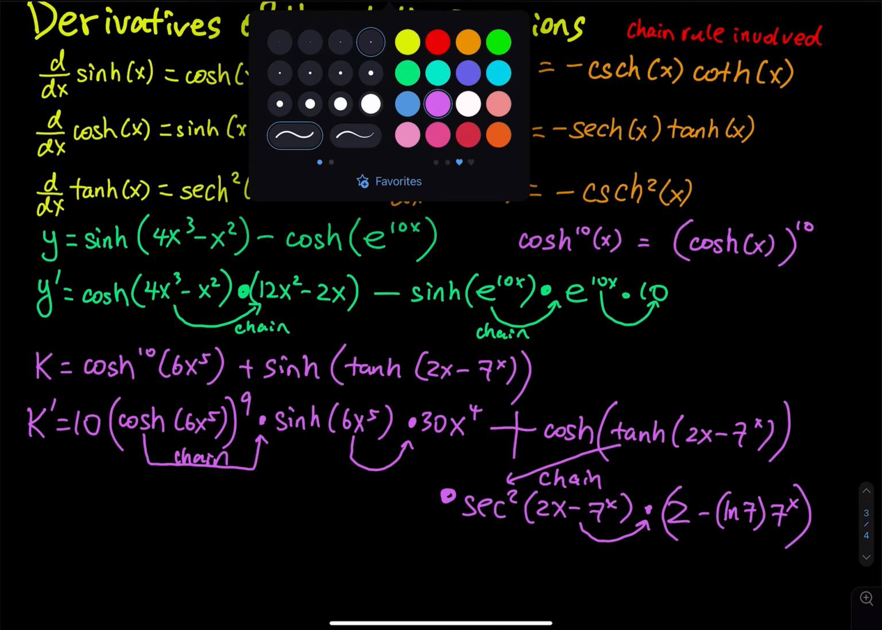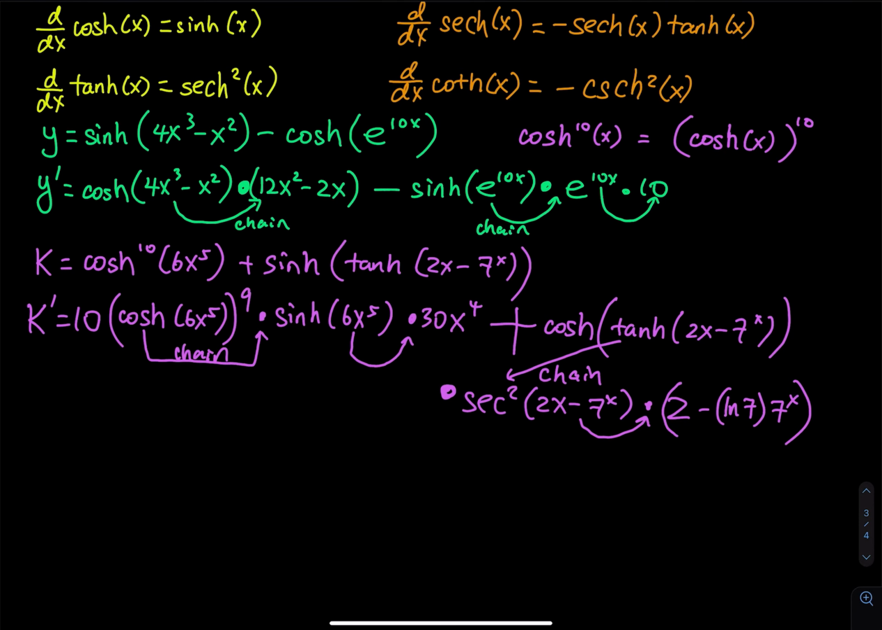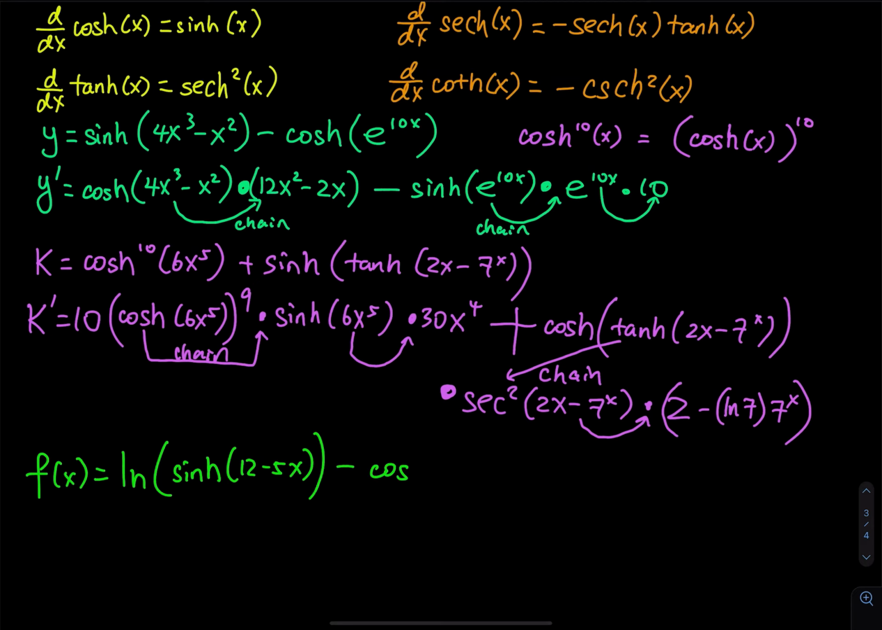So the third problem. What should I do for the third problem? How about let's do some ln. So how about f of x equals ln of hyperbolic sine of 12 minus 5x, close parenthesis for everything, minus cosine of e to the x to the 20th power. So f prime of x.